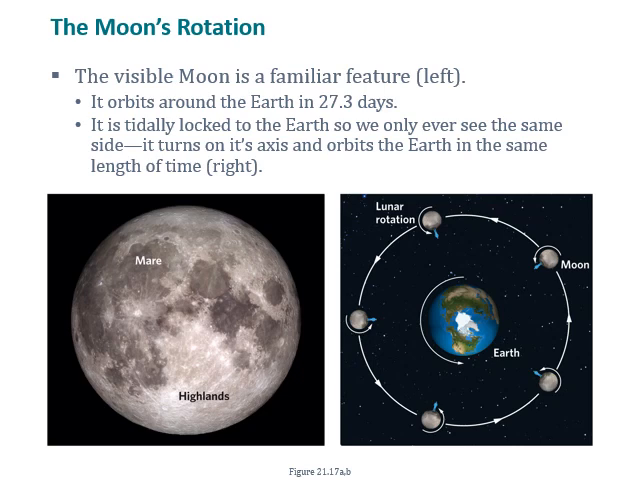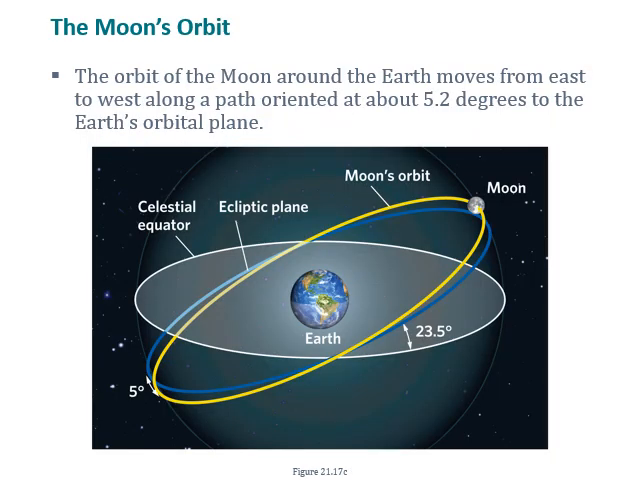It's important to know that the tides that are brought on by the moon are the movement of Earth relative to the water as Earth is spinning. The moon's orbit is shown in the figure below, and it moves east-west along a path oriented about 5.2 degrees to the Earth's orbital plane. So here we have the ecliptic plane, the celestial equator, and the moon's orbital plane, all in slightly different planes.